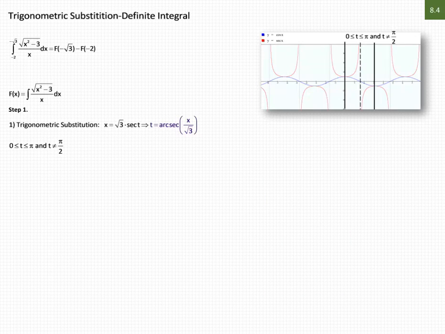To evaluate the definite integral of square root of x squared minus 3 over x from minus 2 to minus square root of 3 with respect to x, I'll use the fundamental theorem of calculus. The integrand contains the square root of x squared minus a constant squared. Because the constant equals square root of 3, the trigonometric substitution I use is x equals square root of 3 times secant of t. t is between 0 and pi, inclusive but not equal to pi over 2.